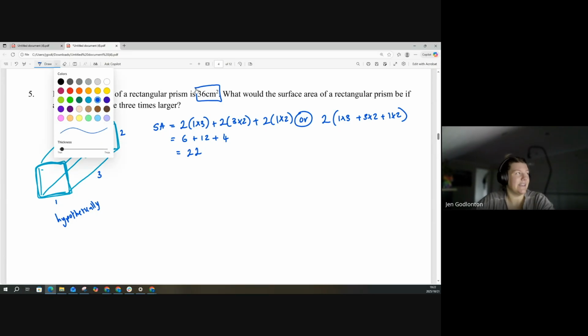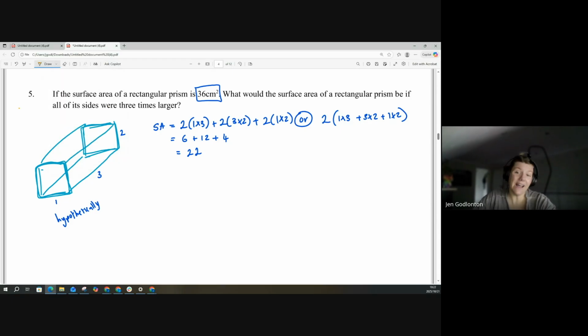So now let's think, cool, if that's what that was, now let's imagine everything was 3 times bigger. So now instead of a 1, that's a 3. And instead of a 3, that's a 9. And instead of a 2, that is a 6. So now my surface area is going to look a little bit different. So now it's going to be 2 times 3 times 9 plus 2 times 9 times 6 plus 2 times 3 times 6.